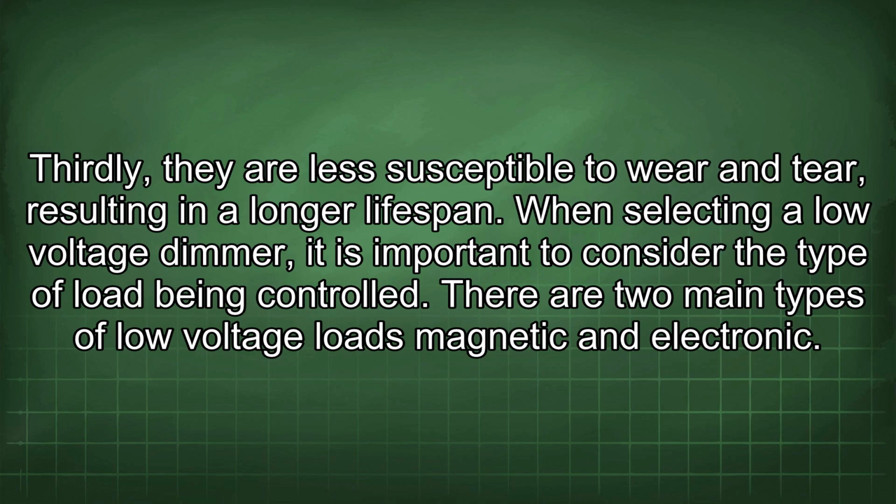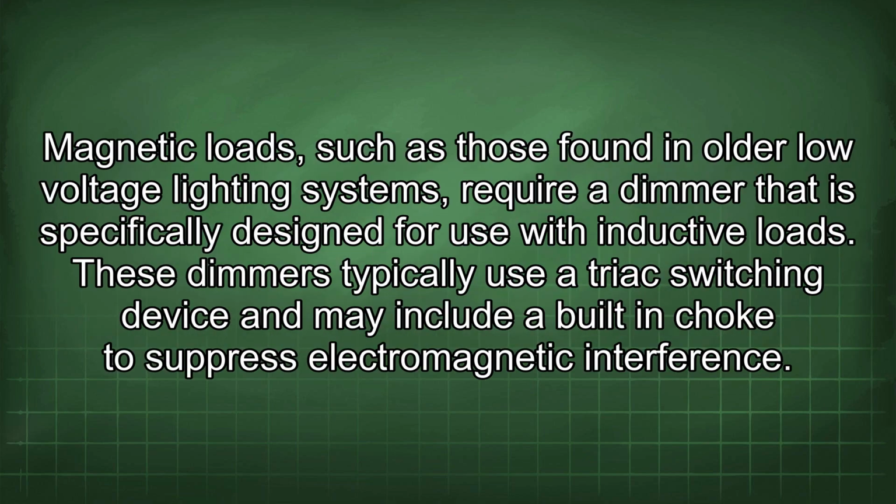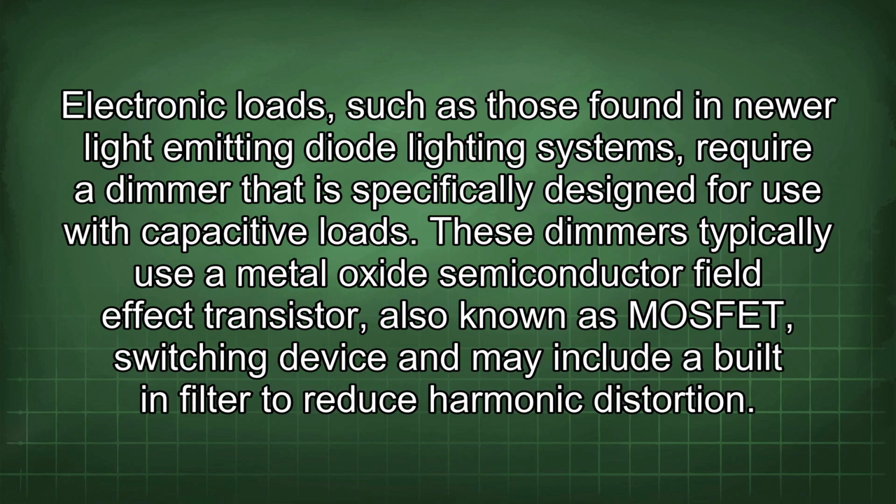When selecting a low-voltage dimmer, it is important to consider the type of load being controlled. There are two main types of low-voltage loads: magnetic and electronic. Magnetic loads, such as those found in older low-voltage lighting systems, require a dimmer that is specifically designed for use with inductive loads. These dimmers typically use a triac switching device and may include a built-in choke to suppress electromagnetic interference. Electronic loads, such as those found in newer light-emitting diode lighting systems, require a dimmer that is specifically designed for use with capacitive loads.